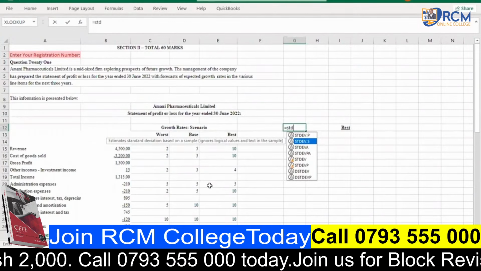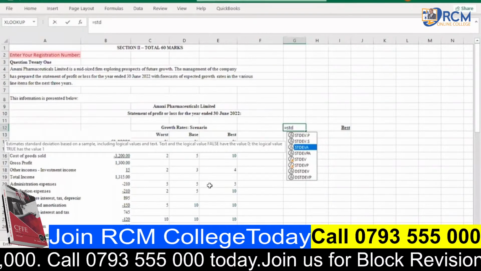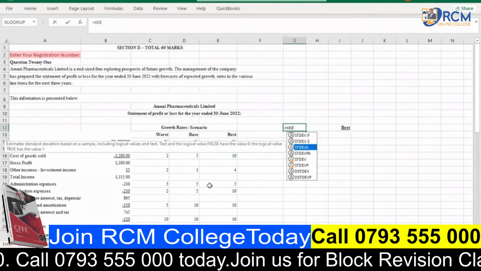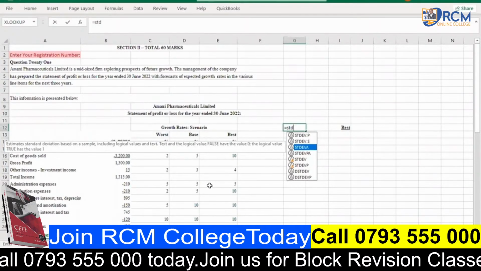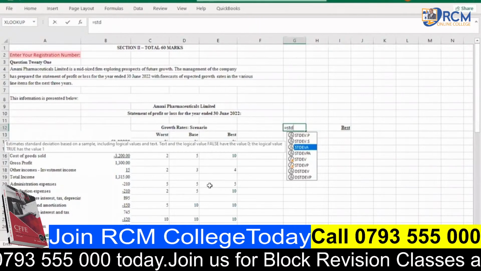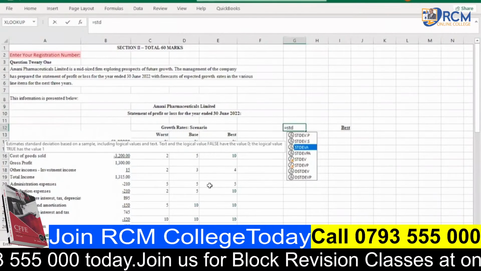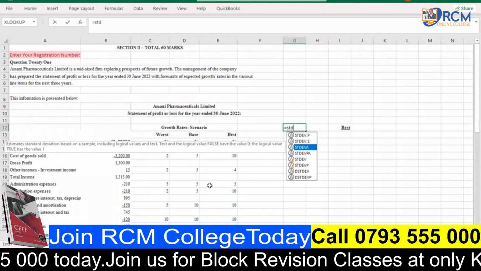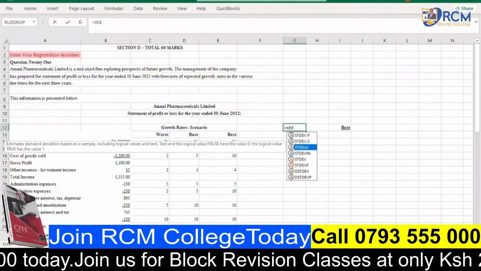Then let's go to standard deviation A. Down there, we are being told that estimate standard deviation based on a sample. So let's see, standard deviation A computes the standard deviation of a selected sample. So that one is correct.